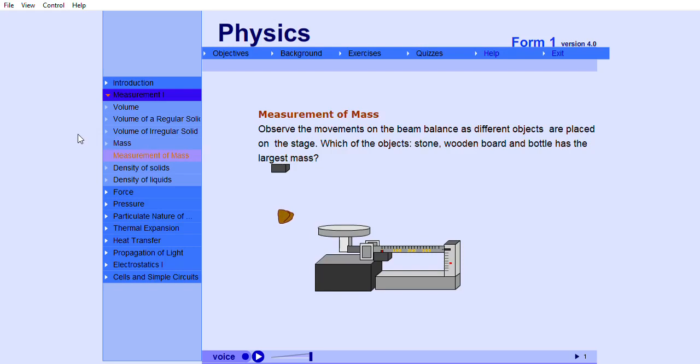Measurement of mass. In the following demonstration, a stone, wooden board and bottle are weighed separately on a beam balance. Note the reading for each object, then identify the heaviest and lightest of the three.